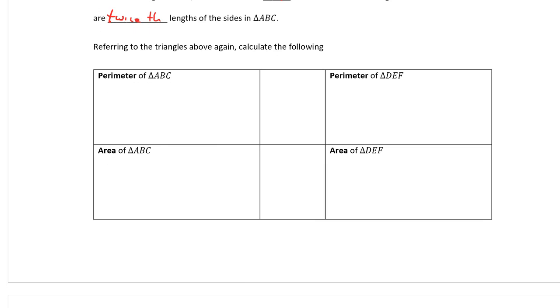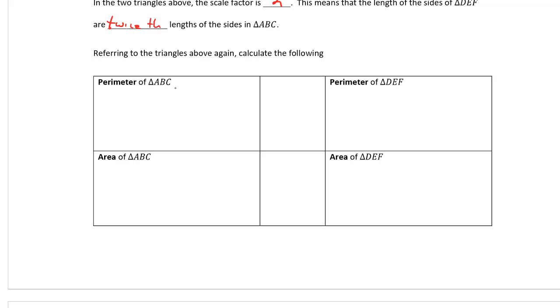When we calculate the perimeter of triangle ABC, we know that the side lengths are 3, 4, 5. And adding those up together, we get 12. And in triangle DEF, we know that the sides are double those lengths. So that's going to be 6, 8, and 10. And when we add those up, we get 24 centimeters. And we can see that the perimeter of similar triangles is also scaled by that same scale factor, n. And in this case, n equals 2.